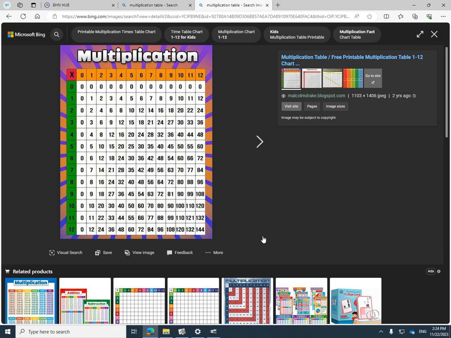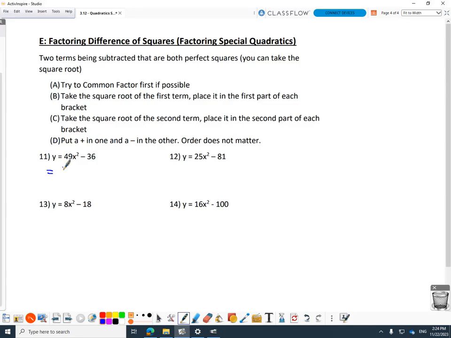What are the two numbers in my question? The first one's 49, right? And what's the other one? Negative 36. Where's 36? That's 6 and 6. And you can just get them right off the table there. So this is 7x plus 6, 7x minus 6. The one I did in the quiz wasn't that hard.